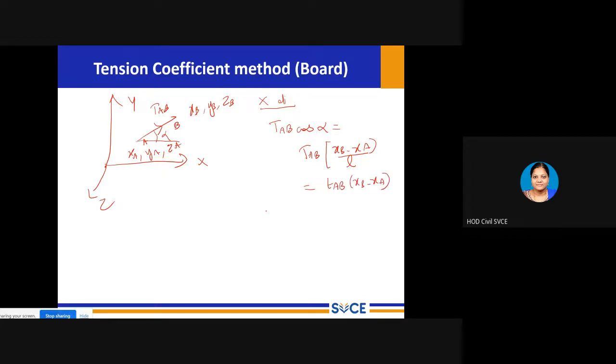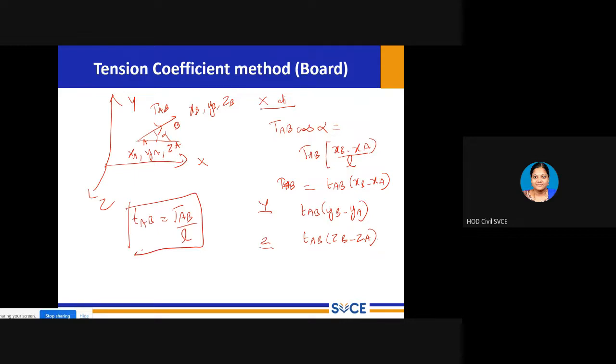Okay, so similarly I can resolve it along Y. So when I resolve it along Y, I'll be getting TAB into YB minus YA. And similarly, when I resolve the Z component, I'll be getting TAB into ZB minus ZA. Okay, so where this small t_AB is nothing but the tension coefficient, which is nothing but the force per unit length of the member.